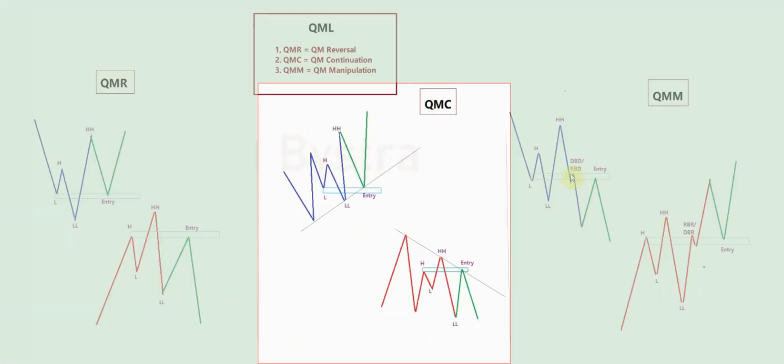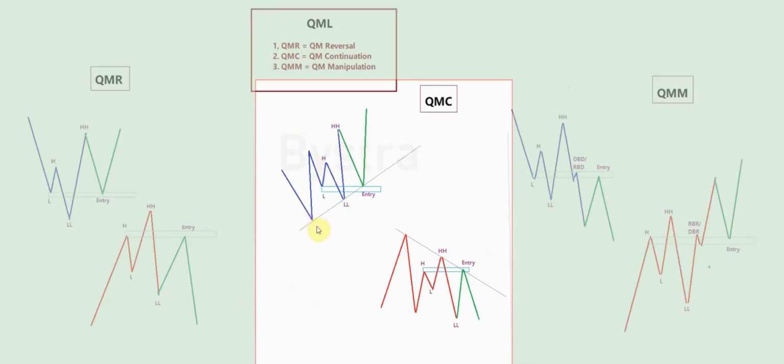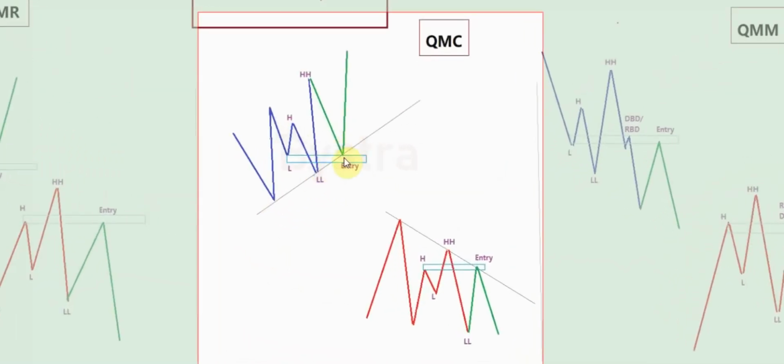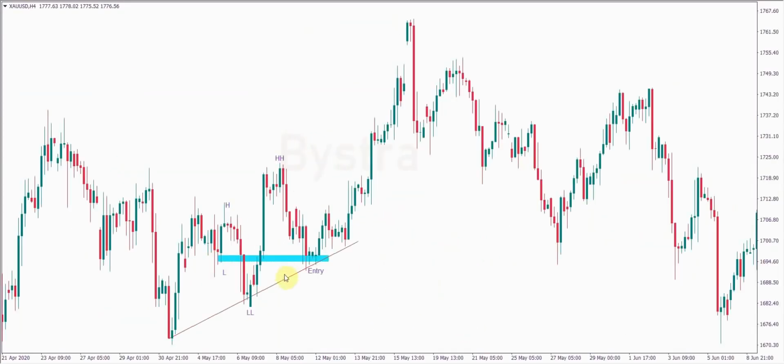Right, and next I'm going to show you the QM continuation, or the short form of QM continuation is QMC. The structure is exactly the same as QM reversal, but with an added trend line only. Okay, we have first drive, second drive, and third drive. Remember, the lower low or higher high must be in the second drive or second trend line. Okay, and remember, entry at the third drive or the third trend line. Okay, and this third drive must be aligned with the left shoulder. Okay, all right, this is how it looks like.